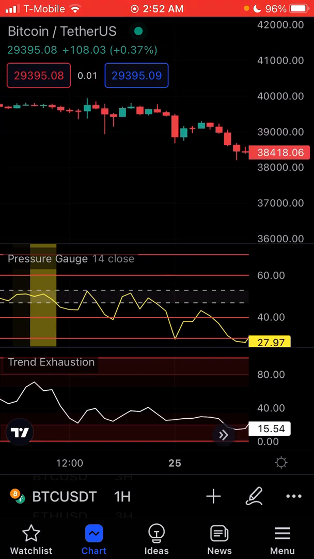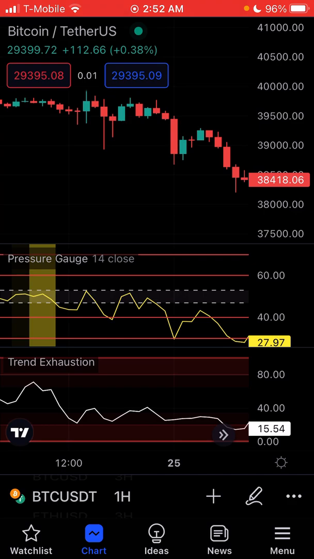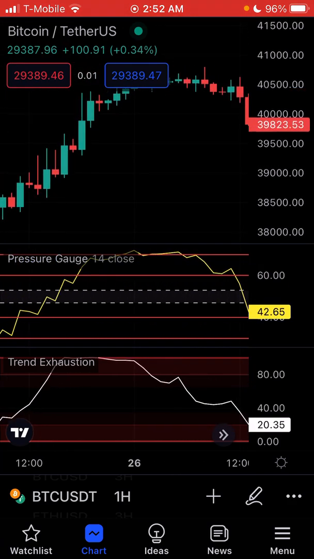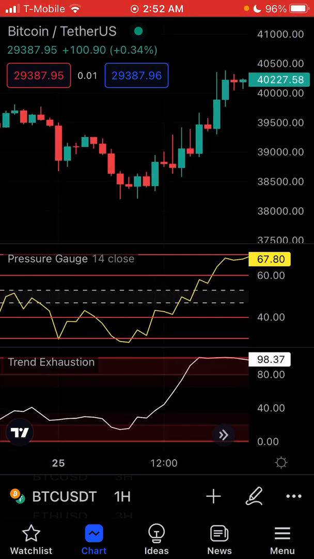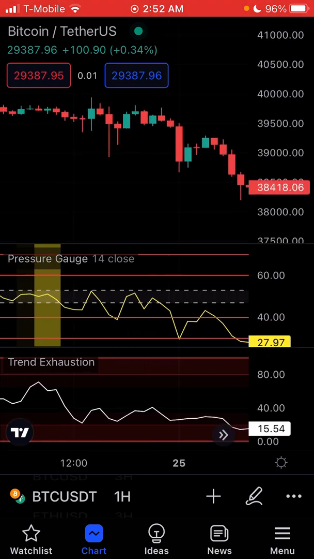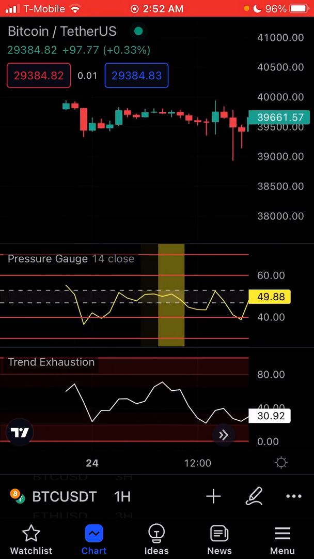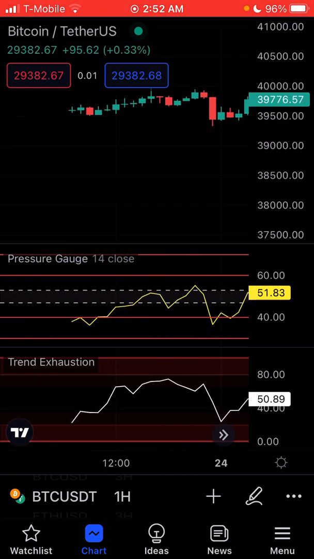Now this is one I personally wouldn't do. You see the pressure gauge and you see the trend exhaustion more on the top. Most likely it's going to go down from what I can see right here. Pressure gauge, trend exhaustion's at the top, so most likely it's going down. But in this case it went up. It went down a little bit, but then it went up. So it's a good way to spot big moves in the market.